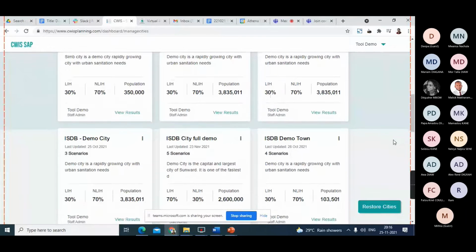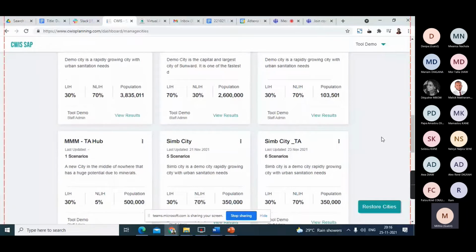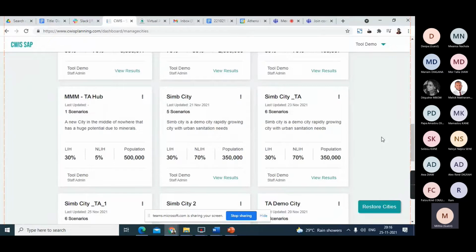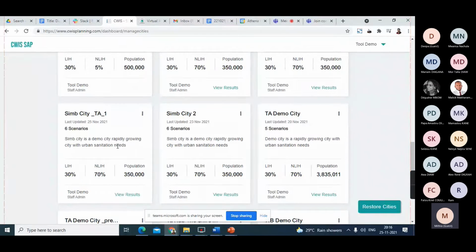But TA Hub would be able to look at all the other DFIs' data that they have given permission for. Now, we have a pre-filled city, which you may remember from the past presentation the day before, called Sim City. So I'm going to go into the Sim City tile, and you would be seeing that the city has a population of 350,000, and the population is divided into 30% low-income households and 70% non-low-income households. This is an input that we have provided already. We can also see who has updated and when it was updated last.